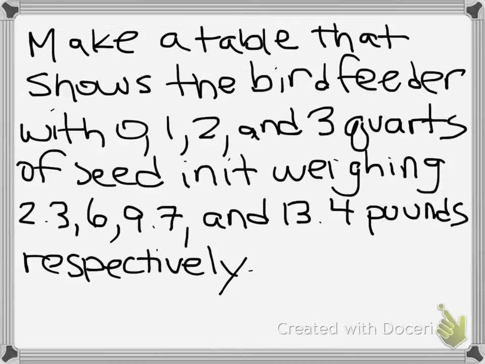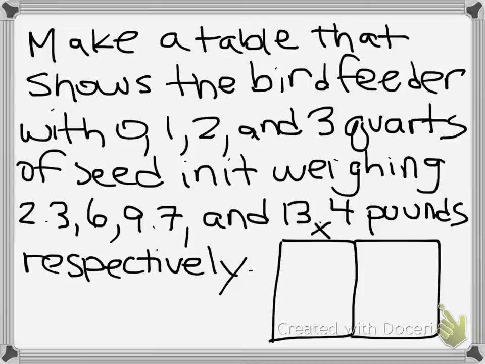We're going to make a table first that shows the bird feeder with 0, 1, 2, and 3 quarts of seed in it, weighing 2.3, 6, 9.7, and 13.4 pounds respectively. So what that means, we need to make a table of values with our x's and our y's, but we need to figure out which one is our x's and which one is our y's.